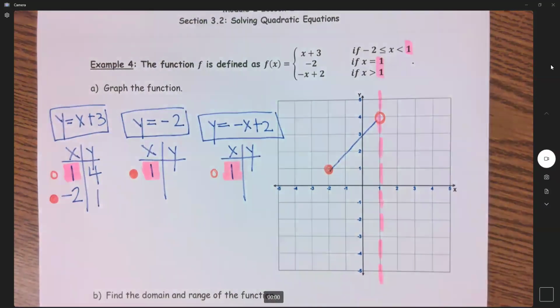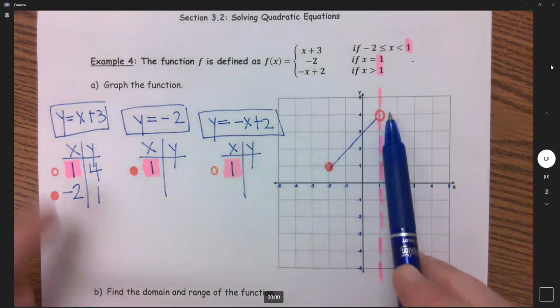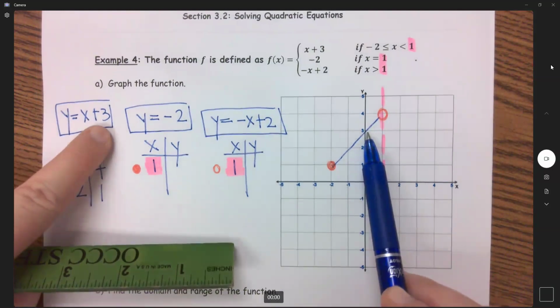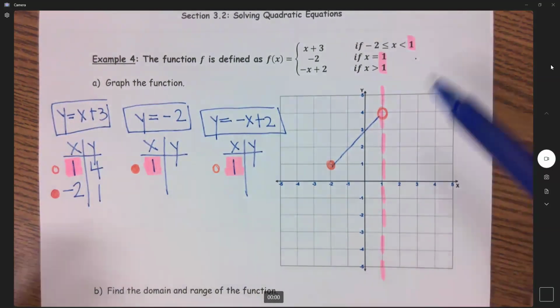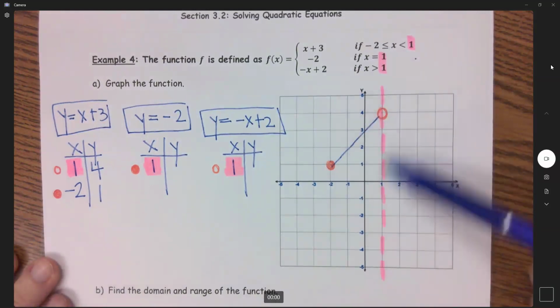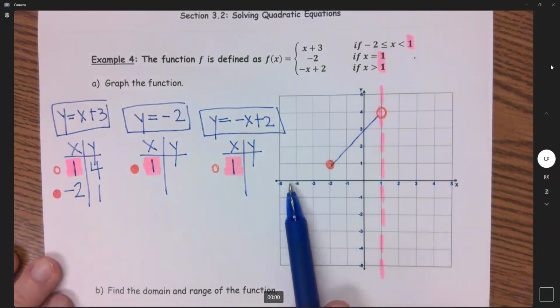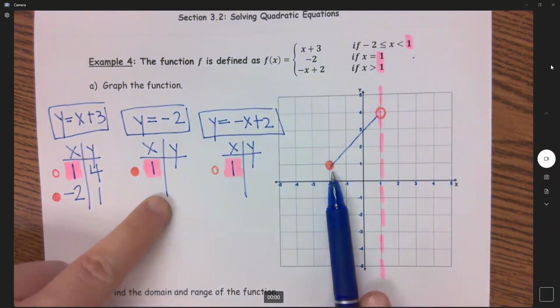And if we know anything about our lines, that has a slope of 1 and a y-intercept at 3. So that all checks out. Okay, so now we know what's happening to the left of this, and in fact, we have nothing that's happening before -2. This is where my graph starts. So now let's go to this next one here.